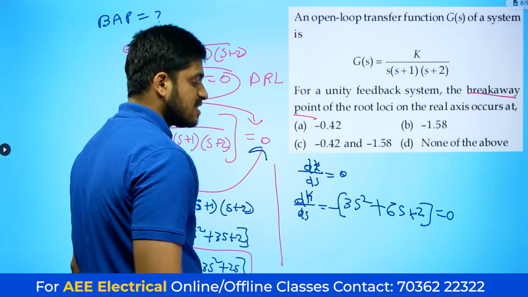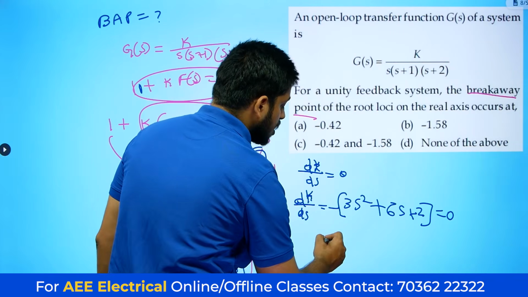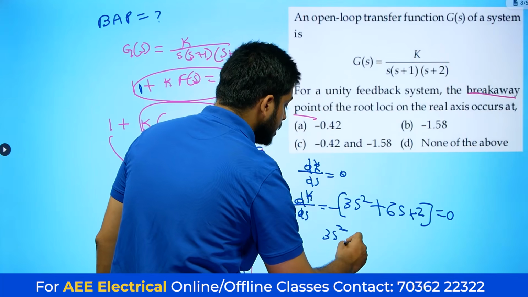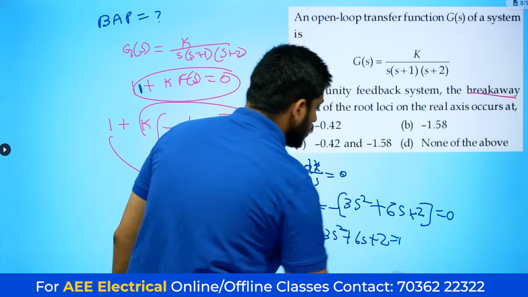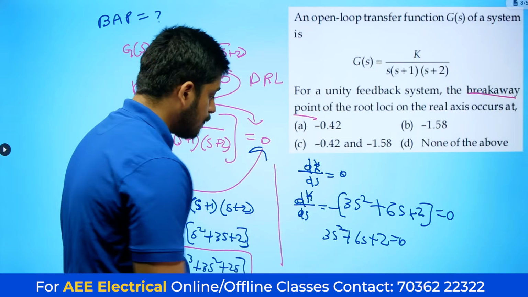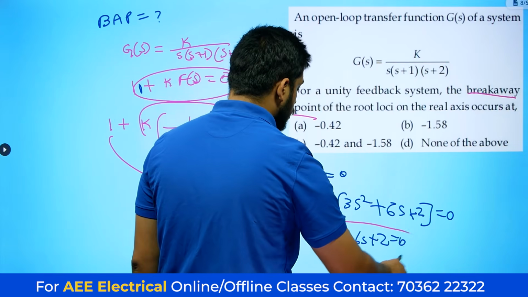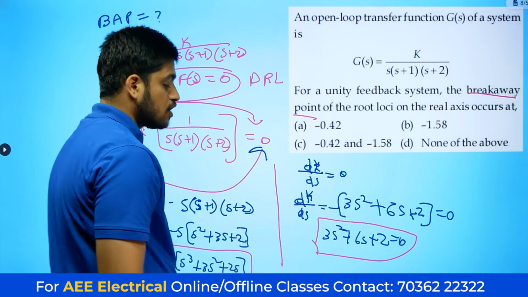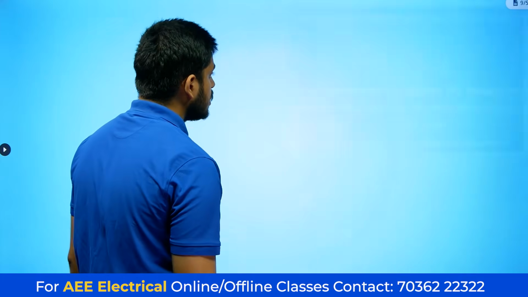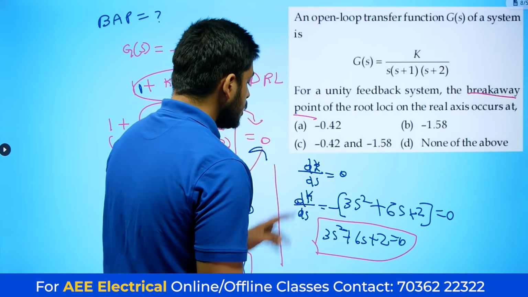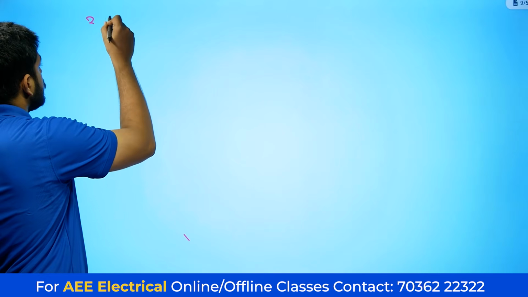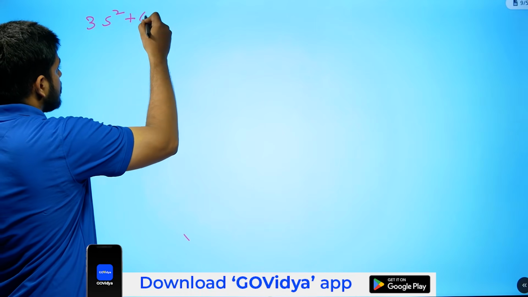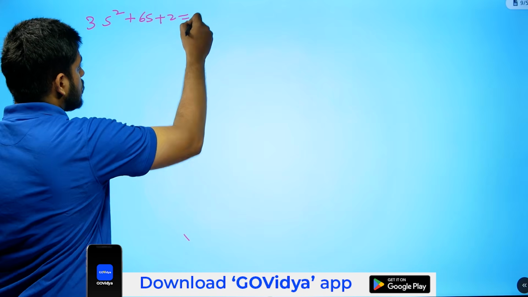The minus doesn't matter at this point, so we are going to get the simplified equation as 3s square plus 6s plus 2 is equal to 0. So we need to find the roots of this particular equation. We got the equation to find the breakpoint in this case. So the equation is 3s square plus 6s plus 2 is equal to 0.